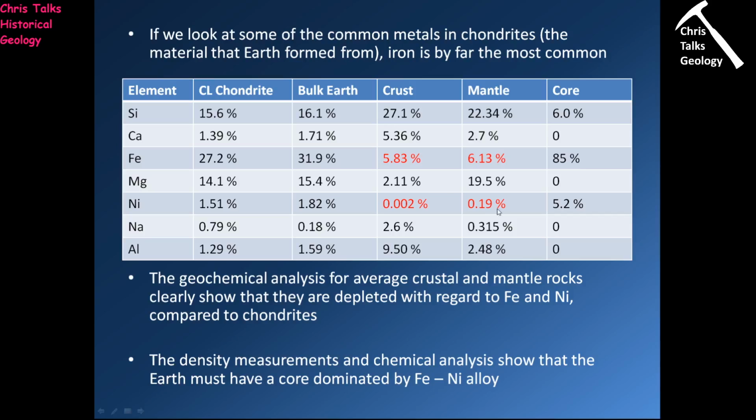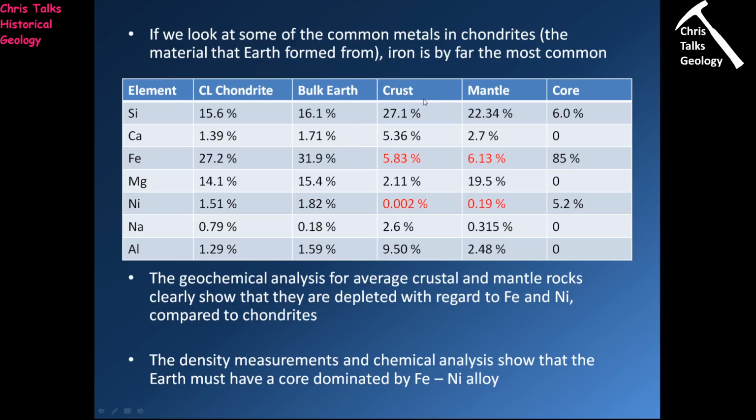So this table of data here shows you the chemical compositions for a few different things. This is for a CI chondrite. This is essentially the stuff that the Earth formed from. This is something which is referred to as the bulk Earth. So this is a modelled composition of what the Earth would have looked like right at the beginning. This is the bulk composition of the Earth. So the Earth is made from 31.9% iron, 16.1% silicon, etc. Now, this is a modelled composition, but we use this quite a lot in geology.